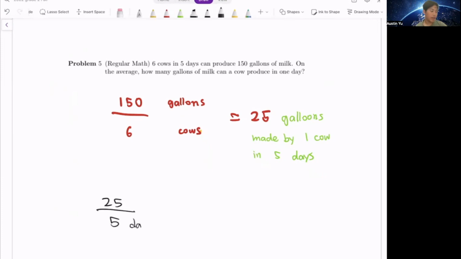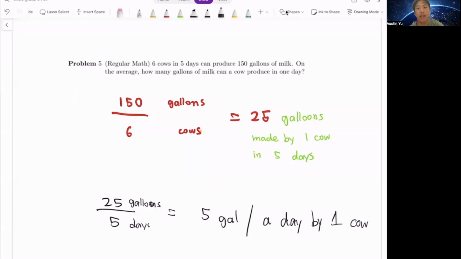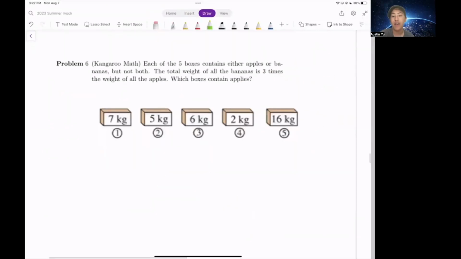Divided by 5 days, so 25 gallons divided by 5 days equals 5 gallons a day. So 5 gallons a day by 1 cow. And that is the answer to problem 5. How many gallons of milk can a cow produce in 1 day? 5 gallons. Problem 6. Each of the 5 boxes contain either apples or bananas, but never both.